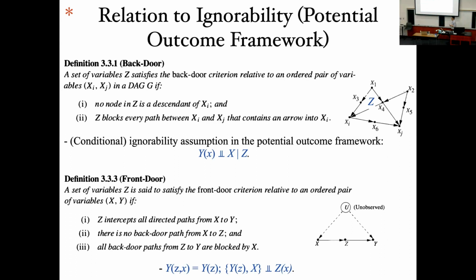Let me give one example. Even if we have this graphical representation, this one can be 0. And sometimes we can have a cancellation. Even if we have a link from X to Y, there could be a cancellation in the causal effect, right?